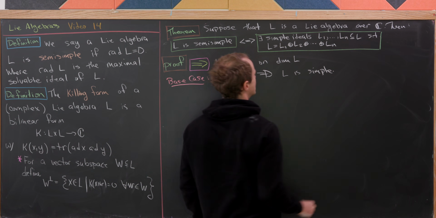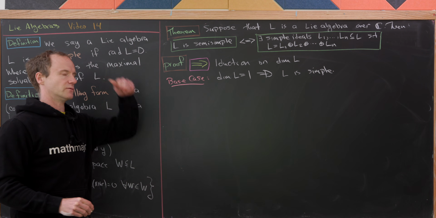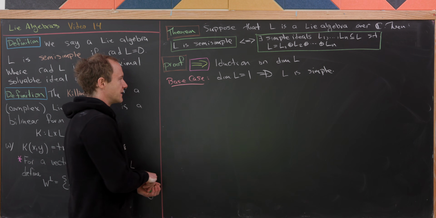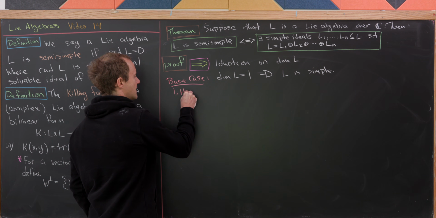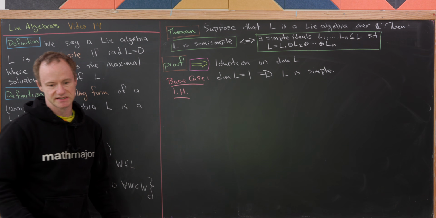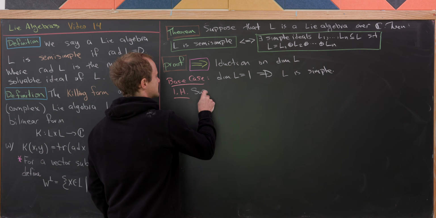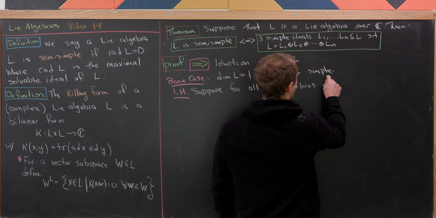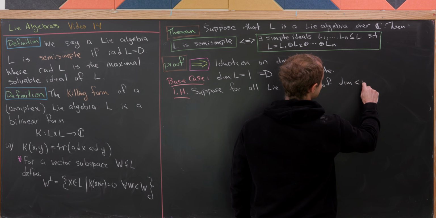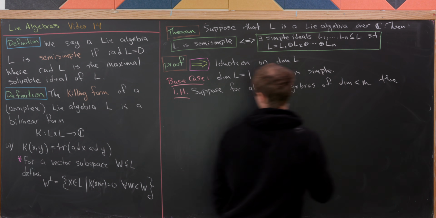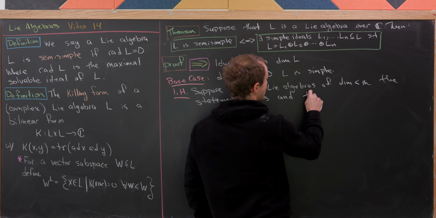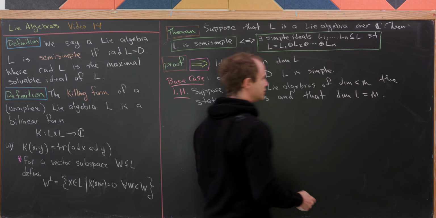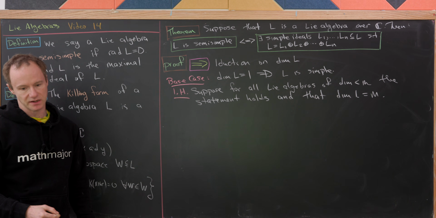But if it's simple itself, well, it's clearly written as really the easiest version of a direct sum of simple ideals. Okay, so now let's look at our induction hypothesis, which will lead to the induction step. Let's suppose for all Lie algebras of dimension less than m, the statement holds, and that the dimension of L is equal to m. So we're using a strong induction hypothesis here.